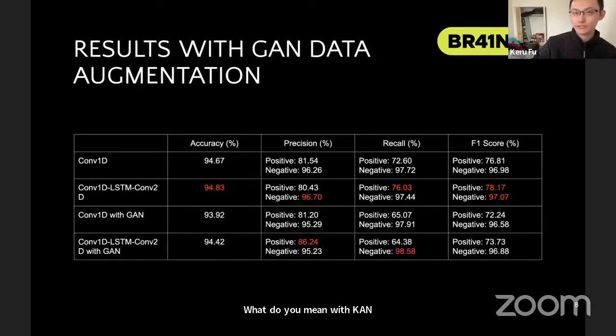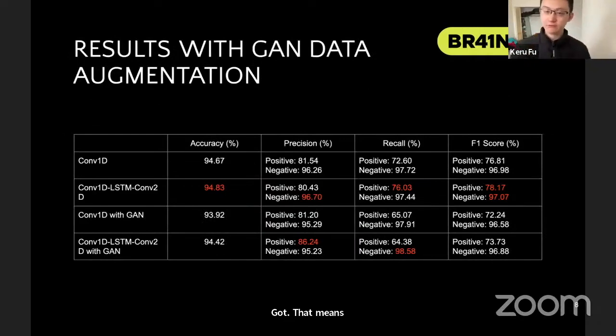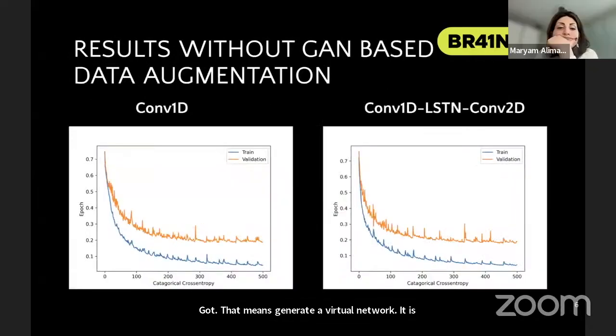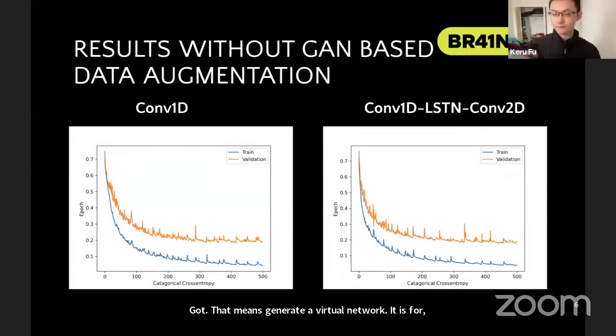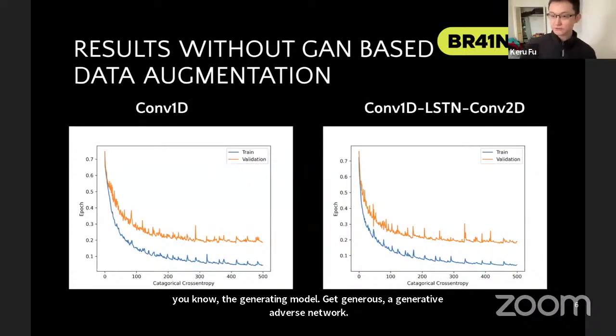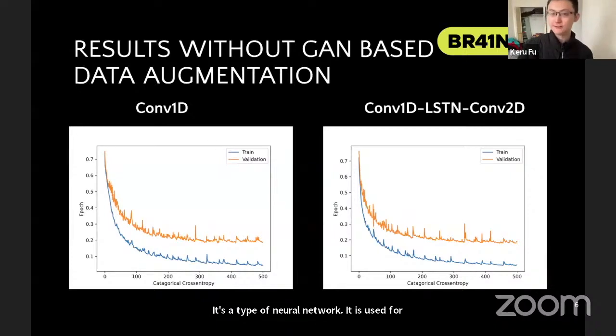GAN means generative adversarial network. It is a generative model, a type of neural network. It is used for generating data instead of classification or regression. For example, generating an image or generating audio, such kind of thing.